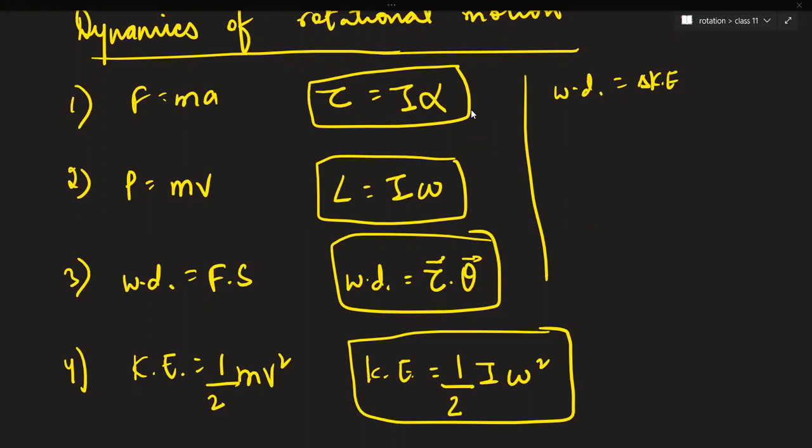So yes, class, in the last class, we saw the dynamics of rotational motion. Wherever you had force, you substitute torque. Wherever you have mass, you substitute moment of inertia. For displacement, you have angular displacement, theta. For velocity, you have angular velocity, omega. For acceleration, you have angular acceleration, alpha. Linear momentum becomes angular momentum. So whatever formula you have in linear motion, just convert it as it is for rotational motion.